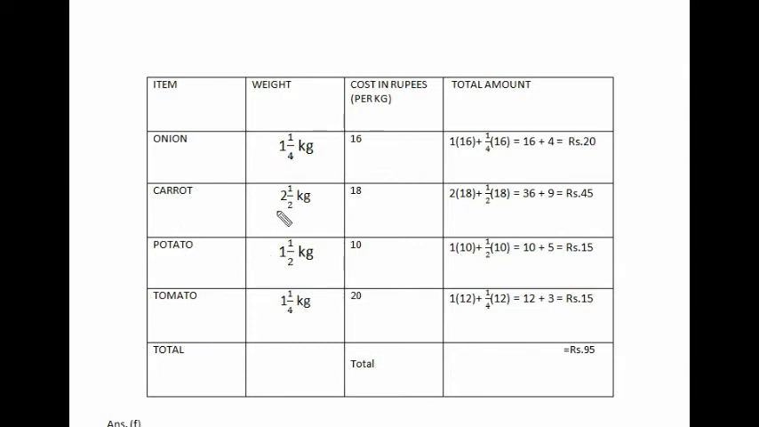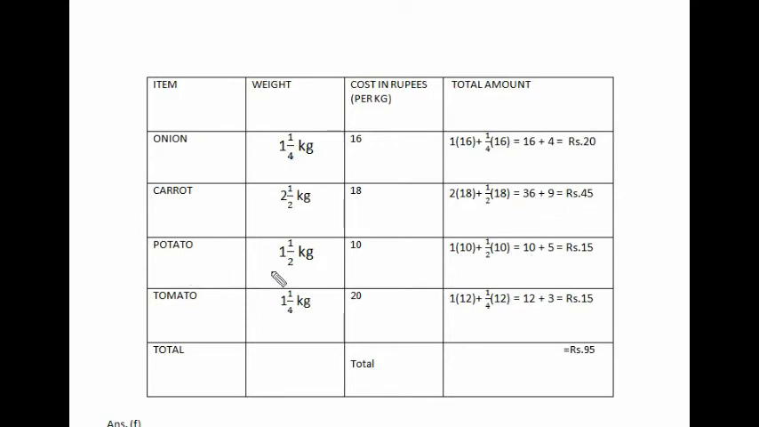Then carrot 2.5 kg. Cost of carrot is 18 rupees per kg. So here 2 into 18 plus half into 18. Here 18 2s are 36, and 18 divided by 2 is equal to 9. 2 9s are 18. So 36 plus 9. If you add both numbers, you will get rupees 45.